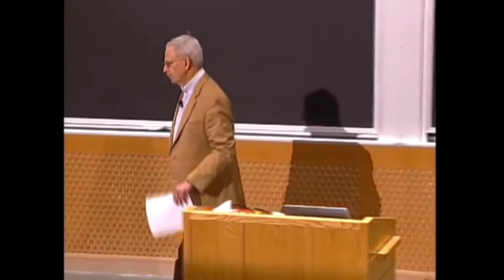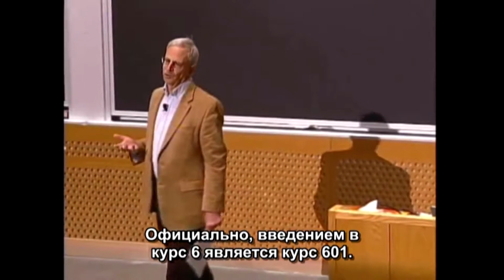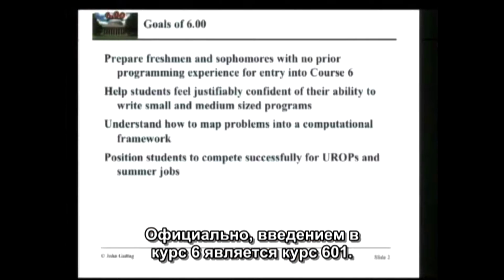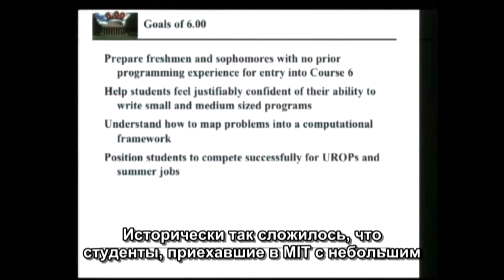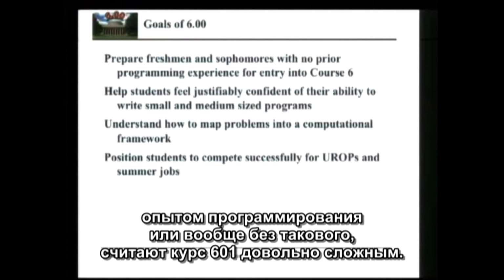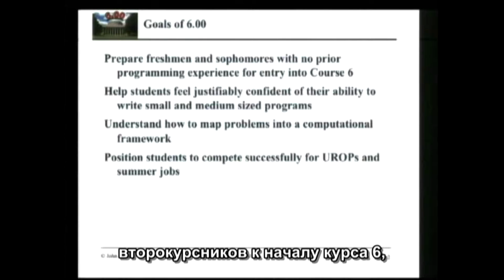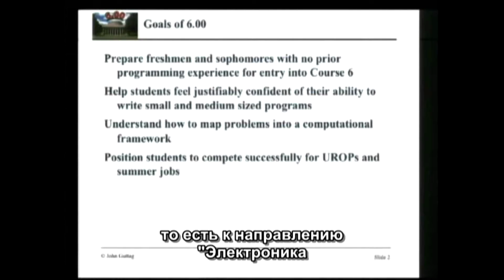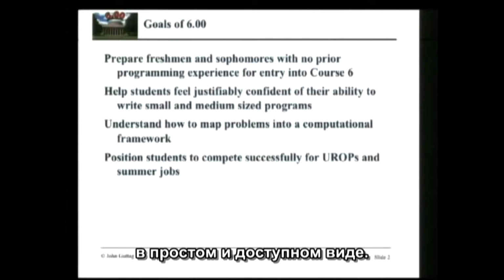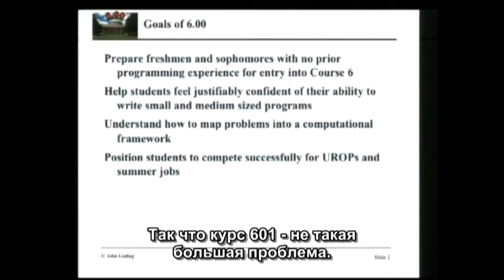The official introduction to Course 6 is 601. Historically, students who arrive at MIT with little or no programming experience find 601 an ordeal. And the point of this is to prepare freshmen and sophomores for entering Course 6, that's the Electrical Engineering and Computer Science department, in a gentler, kinder way, so that 601 is not so much of a problem.